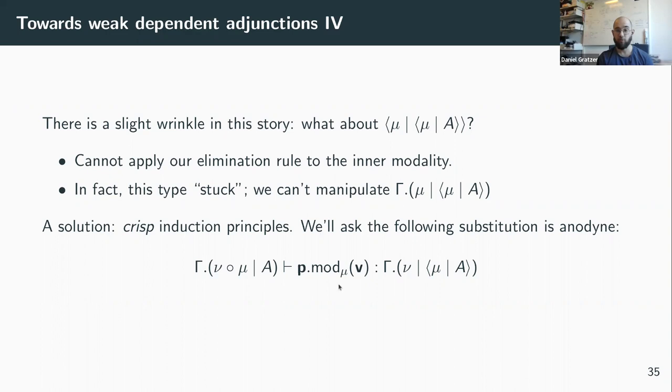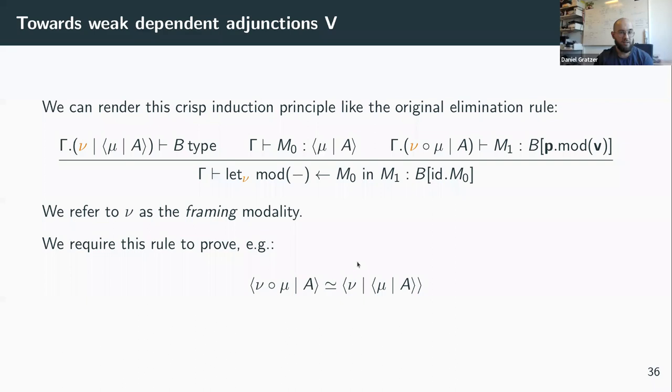I refer to these as crisp induction principles, which is a term that's sort of outlived its intuition, because it used to refer to what things you could do with crisp variables, but now, of course, we don't exactly have crisp variables. Now, we can render this being anodyne again as a pattern matching rule, and I'll just say that the distinction that we had from what was there earlier is exactly the bits that I've highlighted here, that you sprinkle in a few nus instead of the identity.